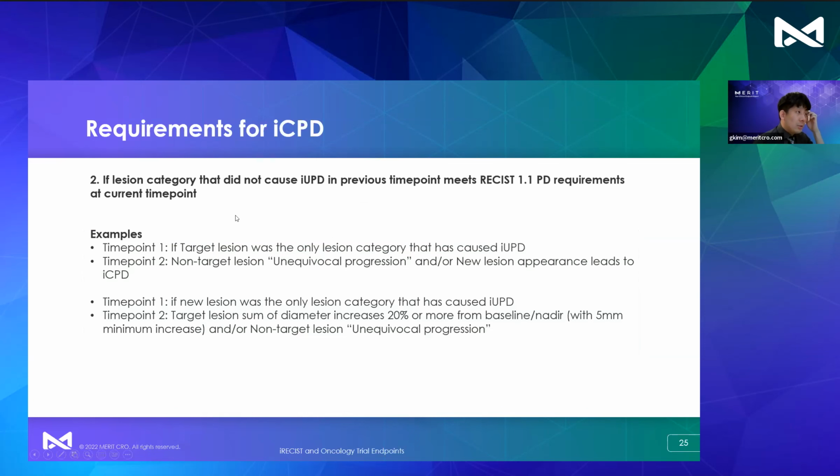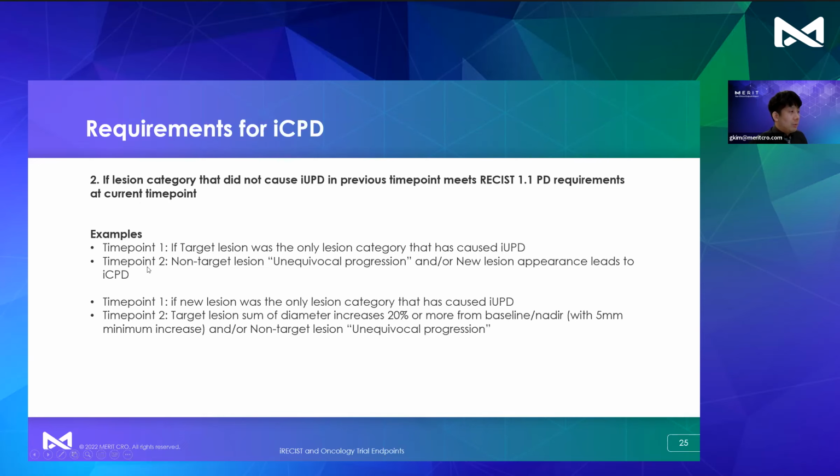The second scenario where ICPD can be given is if a lesion category that did not originally cause the IUPD at the immediately prior time point now meets the RECIST 1.1 PD requirement at the current time point. For instance, at time point 1, if the target lesion was the only lesion category that caused the IUPD, and the non-target or the new lesions did not cause any issues at time point 1 for the IUPD.